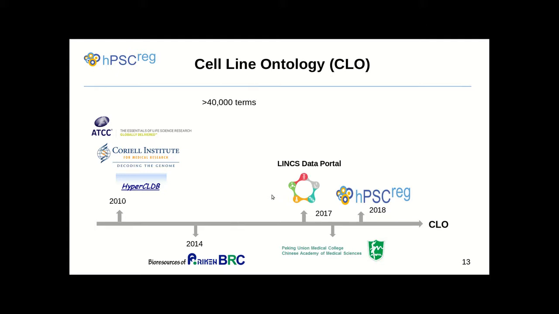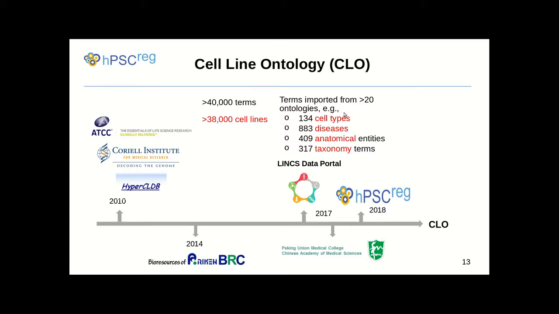So up to today, the Cell Line Ontology contains more than 40,000 terms describing more than 38,000 cell lines, and terms are imported from more than 20 ontologies. So for example, we have 134 cell types, more than 880 diseases, 400 anatomical entities, and 317 taxonomy terms which are imported from other ontologies.